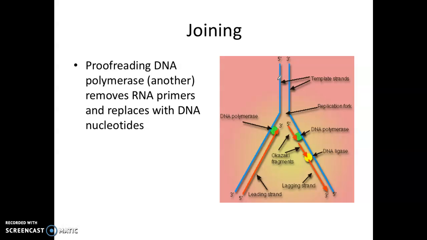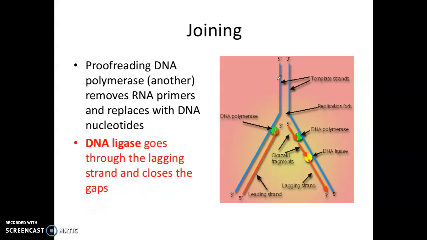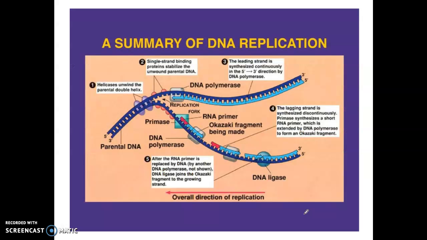So proofreading, we want to make sure that our base pairs are correct and eliminate all error that might have been made. DNA ligase is going to go through and it's going to start closing the gaps. So this is our leading strand. It's continuous and it's going to go all the way until it's done. The lagging strand is going to go in the opposite direction and it's going to chunk it up. But with these chunks, we need to make sure that they are sealed. So DNA ligase is going to come in and solidify everything to make sure it now becomes a continuous strand. And that's it for this PowerPoint.